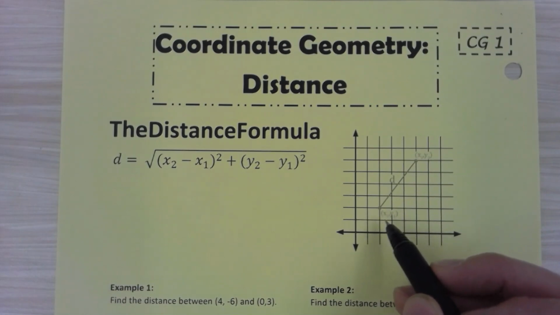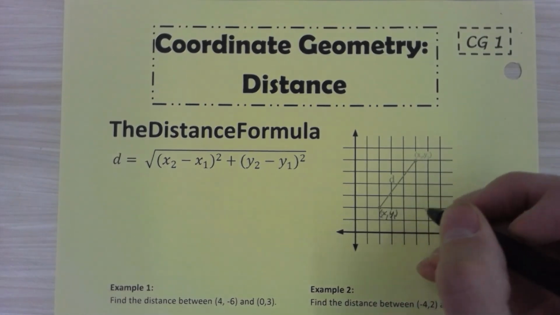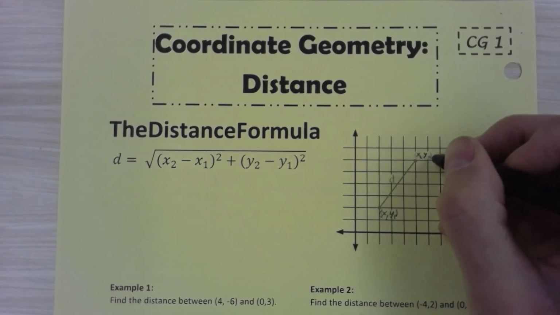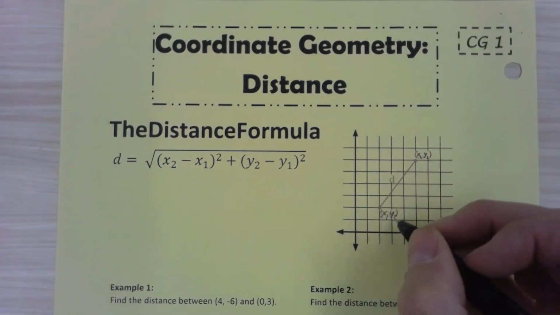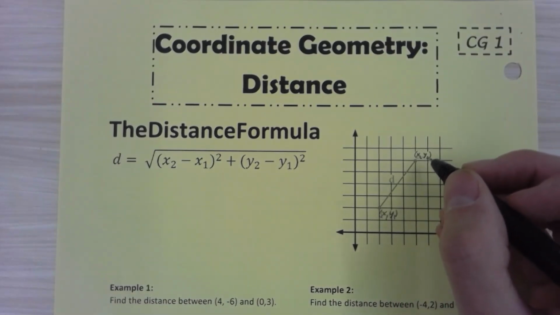So our endpoints here we're going to label x1 and y1, and our other endpoint x2 and y2. Those numbers there are called subscripts. They don't have any numerical value, they're just part of the label.